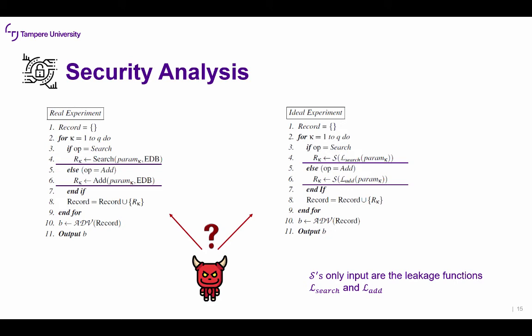So these are the real and ideal worlds. If you see, they're exactly the same, except for lines 4 and 6, where in the real experiment, the search and addition algorithms take as input the correct input. In lines 4 and 6 of the ideal world, the simulator takes as input the leakage from the search and addition operations. More information on that can be found in the actual manuscript.